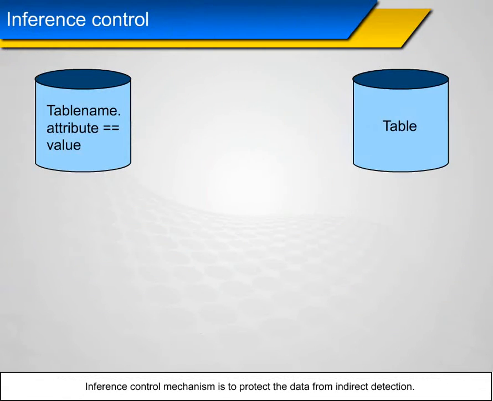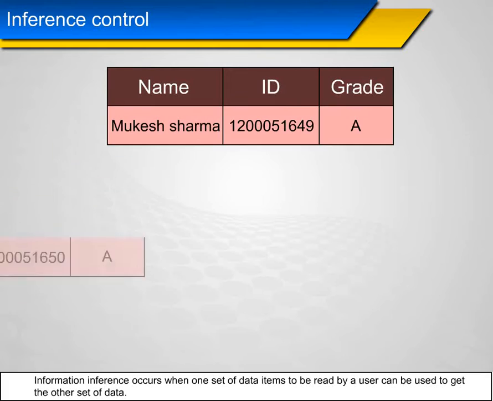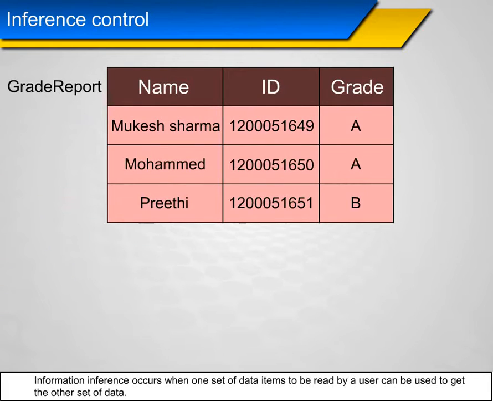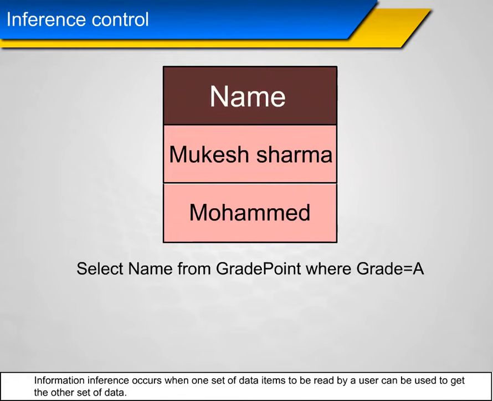Inference control. Inference control mechanism is to protect the data from indirect detection. Information inference occurs when one set of data items to be read by the user can be used to get the other set of data.